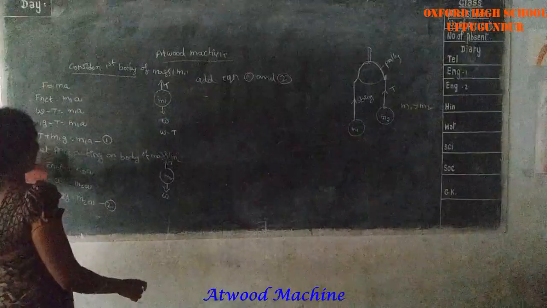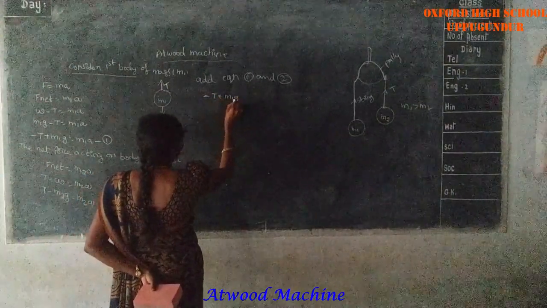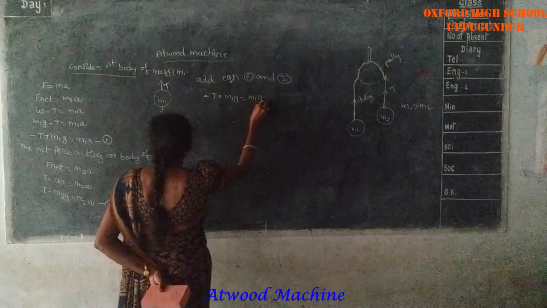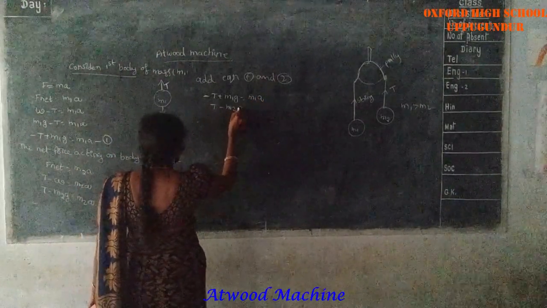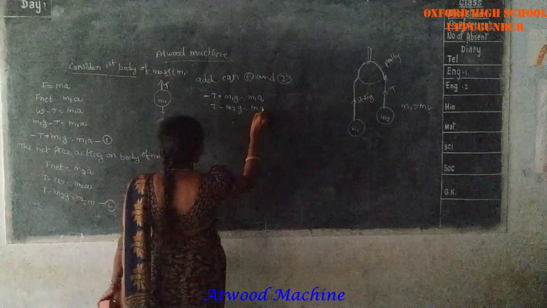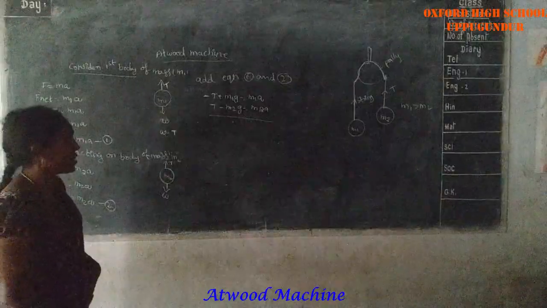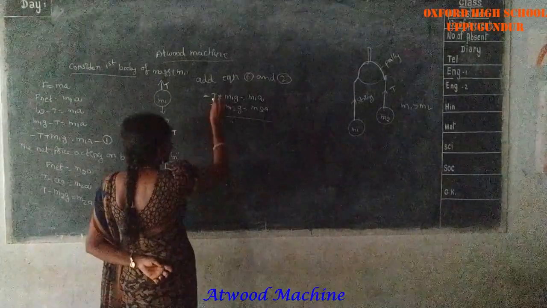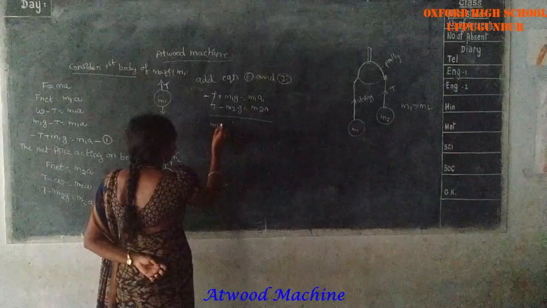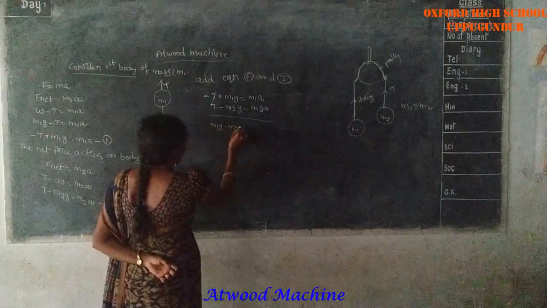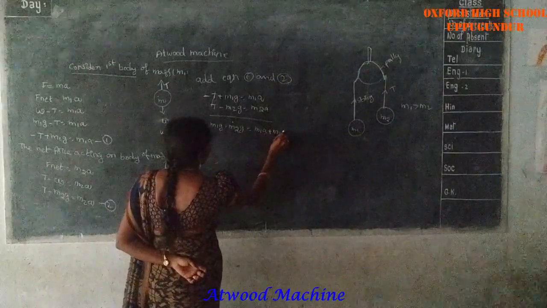See the first equation: minus T plus M1G is equal to M1A. The second equation is T minus M2G is equal to M2A. Now, by adding these two equations, the T terms both get cancelled. This should be written as M1G minus M2G is equal to M1A plus M2A.